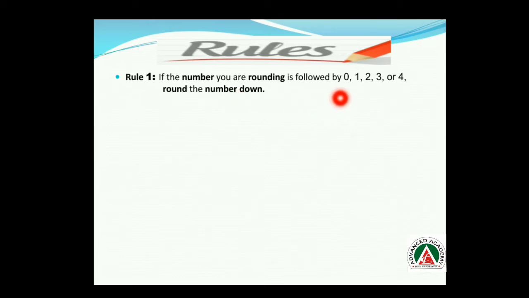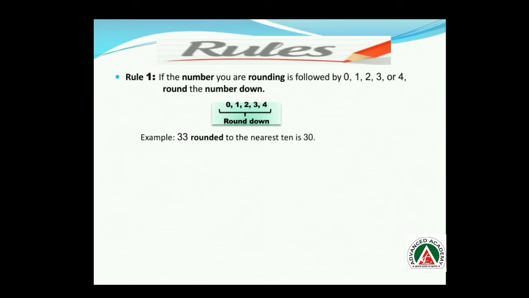But now what you have to do: for example, if you have to round off to the nearest 100, you will look at the tens place, and if any of these numbers is there, we will round down. Okay, for example, the number is 33 and we have to round this number to the nearest 10. So we have to round in the tens, and we will see the ones place number. The ones place number is 3, so obviously we will round down. The previous 10 of 33 is 30, so this number rounded to the nearest 10 is 30.